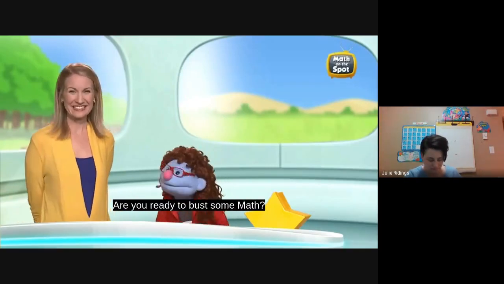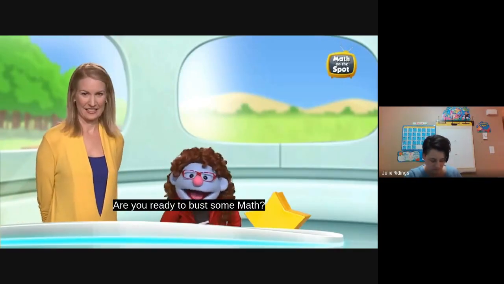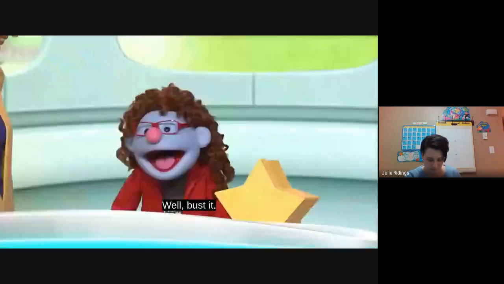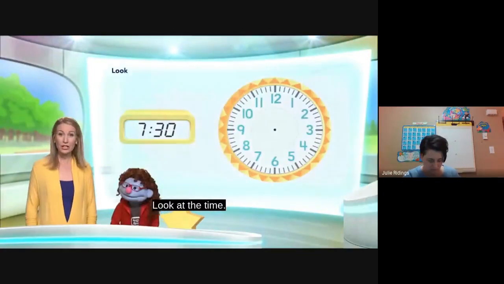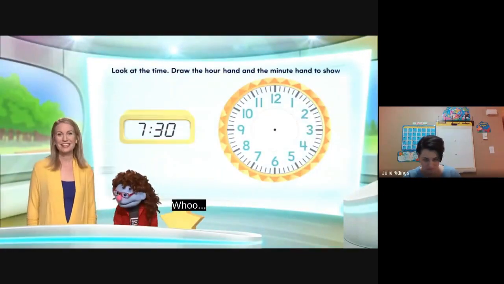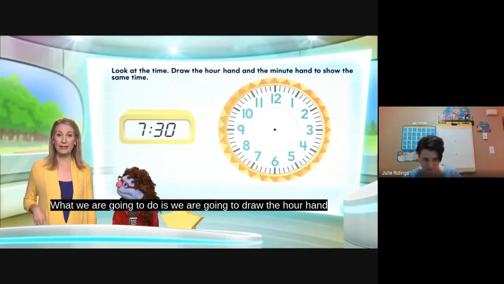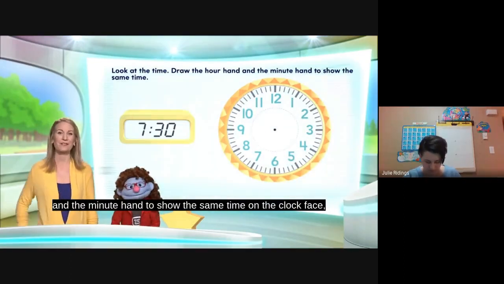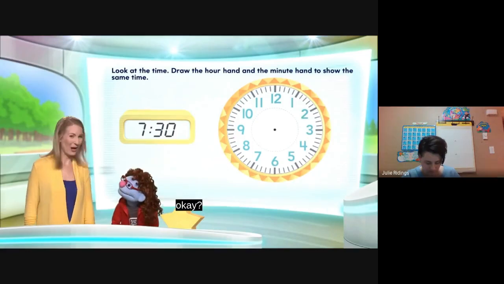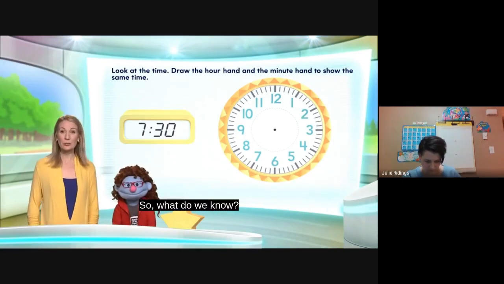Are you ready to bust some math? Yes, I am. Well, bust it. Oh, all right. Look at the time. What we're going to do is draw the hour hand and the minute hand to show the same time on the clock face. Okay? Awesome. All right, so what do we know?